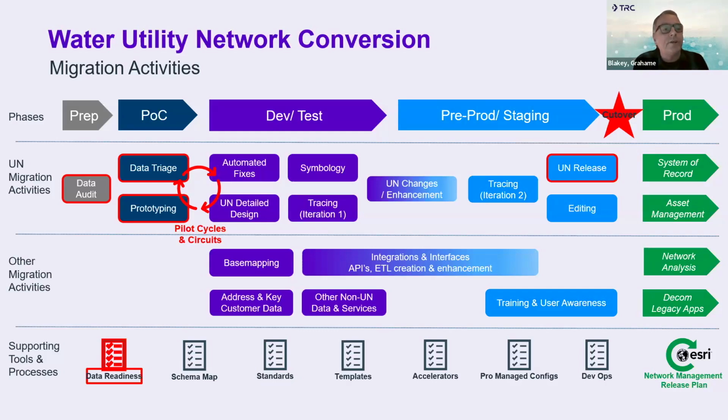So starting over on the left in the UN migration activity swim lane, we've got the data audit piece, and that would typically be done as part of the preparatory work. That directly feeds into that data readiness report we've got down the bottom there. And then as we move into the POC pilot kind of phase, we have data triage and prototyping, which I'll talk a bit more on later. And this typically comprises of multiple cycles and iterations, kind of as Ben highlighted earlier. And then this in turn will inform our UN release plan, again, which is typically comprised of multiple cutovers. Next slide, please, Ben.